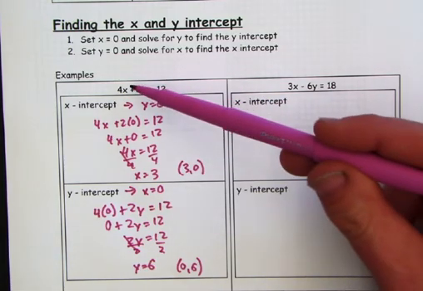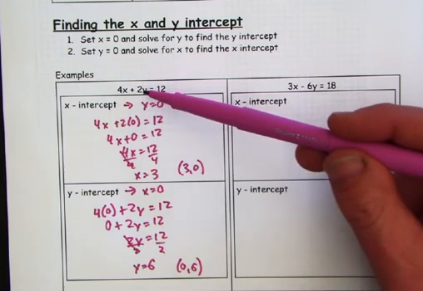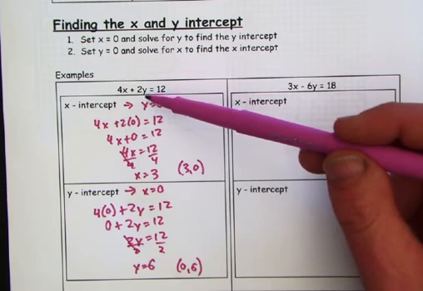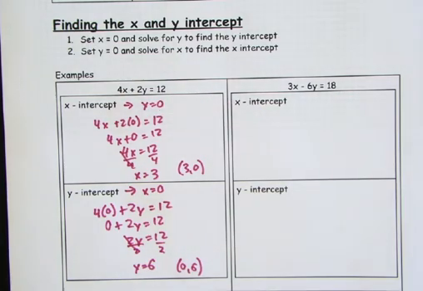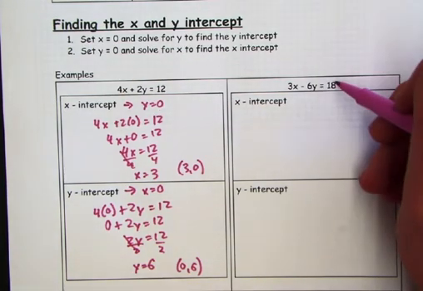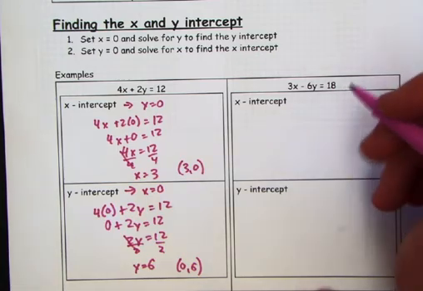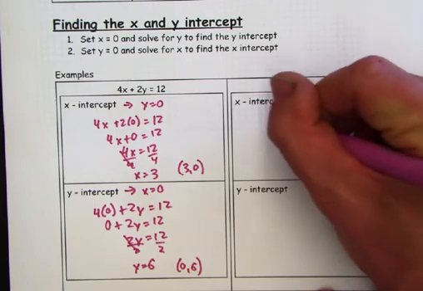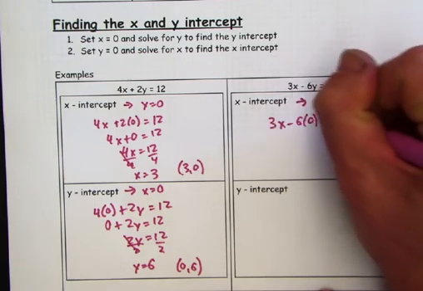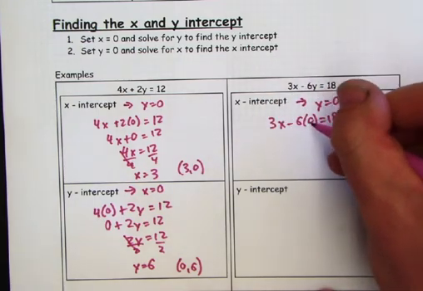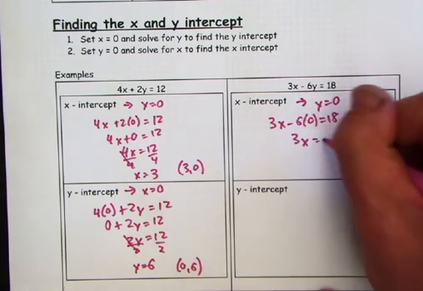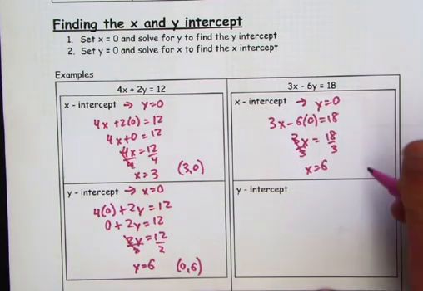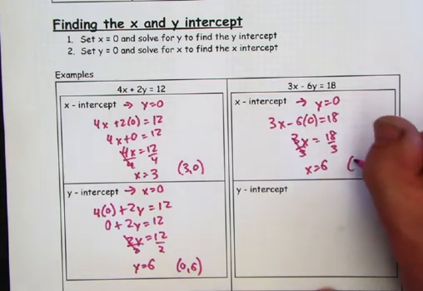Because when you have it in this form, ax plus by equals c, it's very easy to set either x equals 0 to find the y-intercept or y equals 0 to find the x-intercept. Let's play around with that over here. 3x minus 6y equals 18. To find the x-intercept, we set y equal to 0. So 3x minus 6 times 0 equals 18. I'm going to skip writing that out because I know this is going to be 0. So I get 3x equals 18. Divide by 3. x equals 6. So we've got 6, 0.